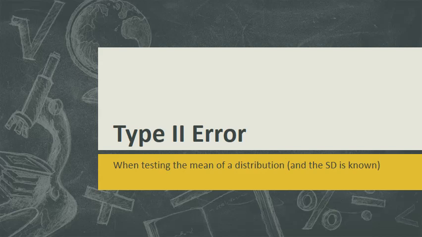Alright, in this video I'm going to introduce type 2 error, and I'm going to stick with situations where the population SD is known, so we'll only have the Z distribution in this video.